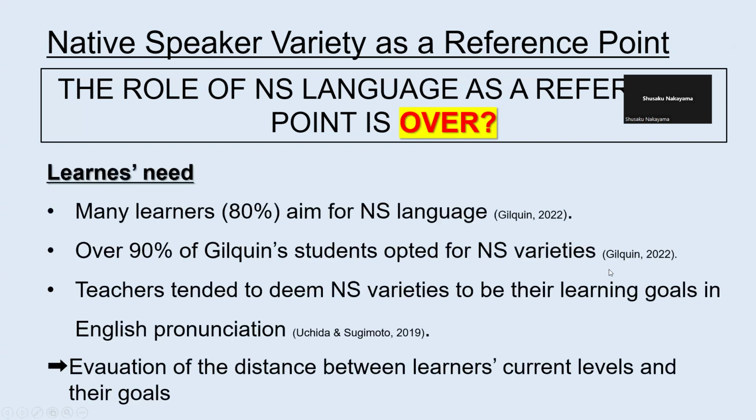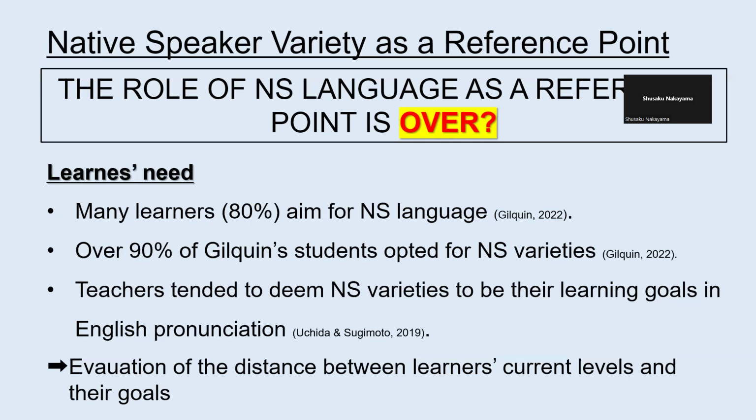Galloway conducted a survey of students on what language variety they aim for. According to the survey results, most of the students considered native speaker language to be their goal. Asked about which language variety they would teach, over 90% of the students opted for native speaker language varieties. Besides, Japanese teachers of English were inclined to deem native speaker varieties to be their goals in English pronunciation.